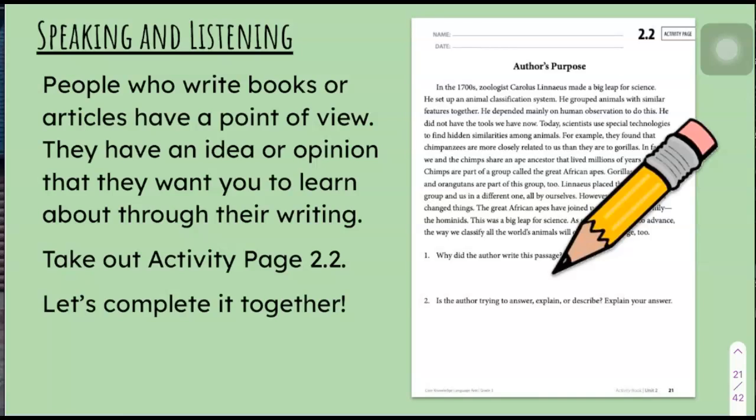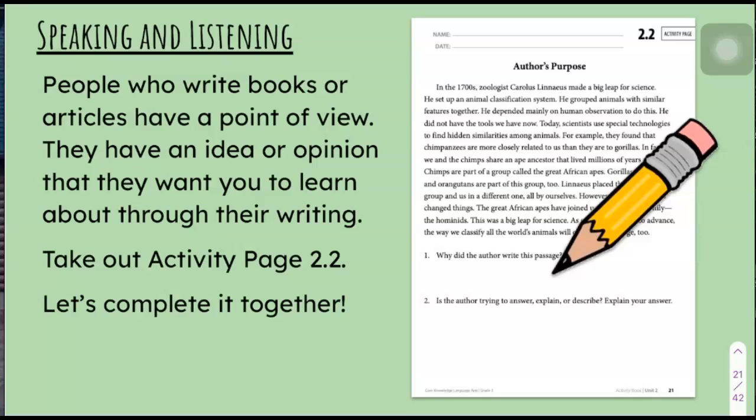Chimps are part of a group called the Great African Apes. Gorillas, bonobos, and orangutans are part of this group too. Linnaeus placed these apes in one group and us in a different one, all by ourselves. However, new research has changed things. The great African apes have joined us as part of one family, the hominids. This was a big leap for science. As science continues to advance, the way we classify all the world's animals will continue to change too.